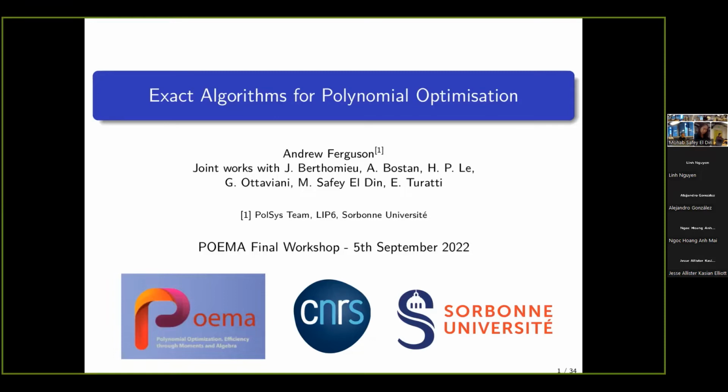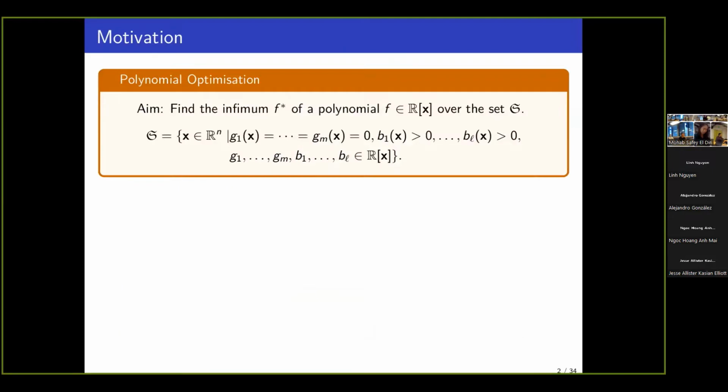So today I'll be presenting the works of my PhD thesis, which contains joint works with Alin Bostan, Hugo, Giorgio Ottaviani, and Ettore Turati, as well as, of course, my advisors, Jérémy Berthomieu and Mohab Safey El Din. So my PhD is entitled Exact Algorithms for Polynomial Optimization, and I'll just begin by breaking down those two parts.